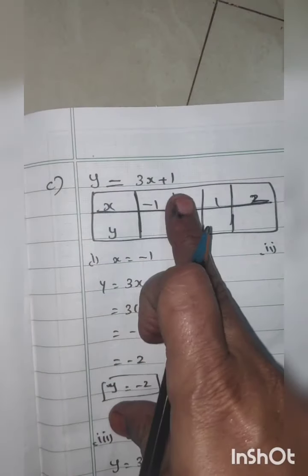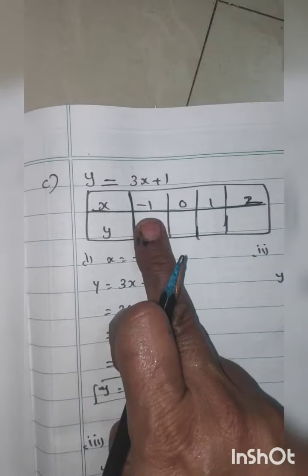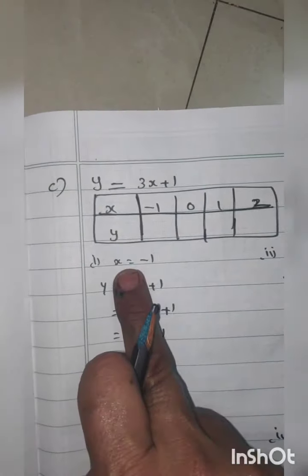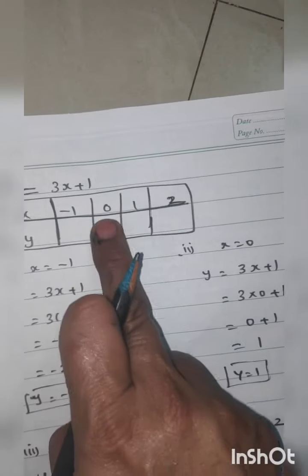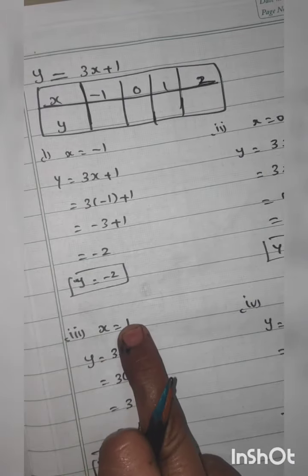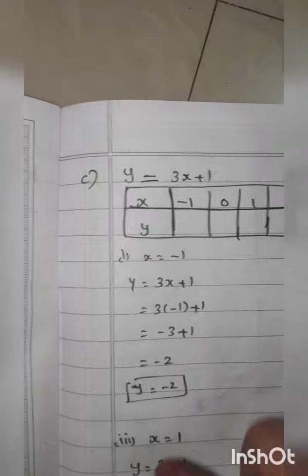Y equal to 3x plus 1. So filling the column, they have given the x values: x equal to minus 1, 0, 1, 2. You find the y value. X equal to minus 1, first one. This is the second question, x equal to 0. This is the third one, x equal to 1. X equal to 2. All the 4 steps are there in the sum.